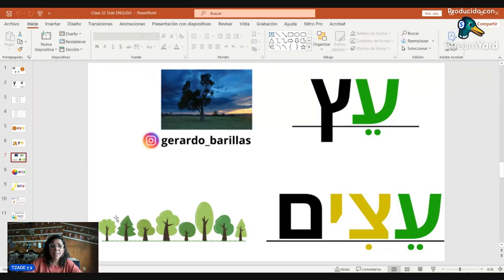Okay, thanks. And then we're going to read tree, and it reads ets. And if we want to say trees in plural, we need to add yod, mem. That's a rule. And we see the same 2 consonants. This is the initial or middle tzade, so we're talking about the same consonant. And it reads etzim.